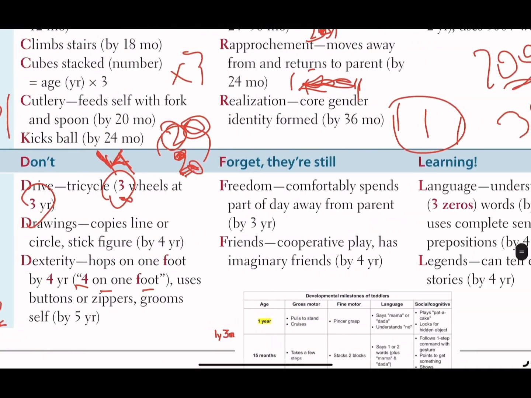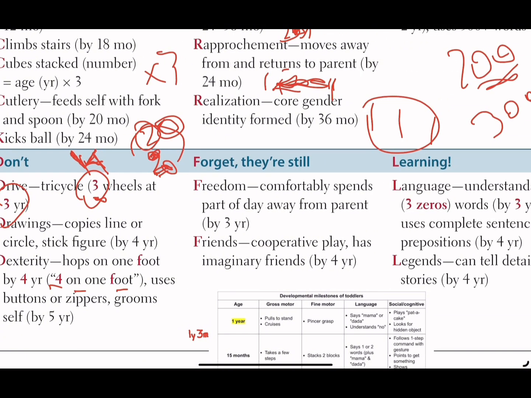Friends: comfortably spends part of the day away from the parent by 3. We said going back and forth to the parents is 2. So if he went away, that's a third direction, so going away by 3. Oh, that's a good one. Cooperative play, has imaginary friends. So away from parents, that's 3. Away with 2 friends, that's 4.